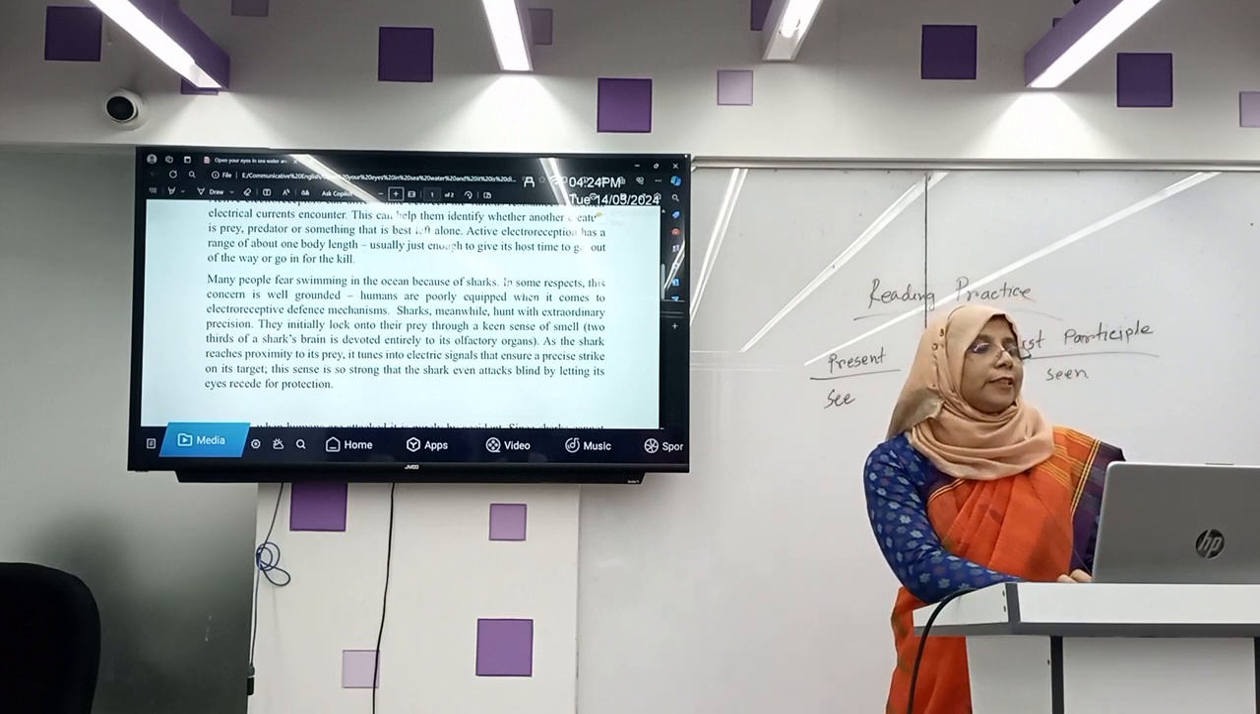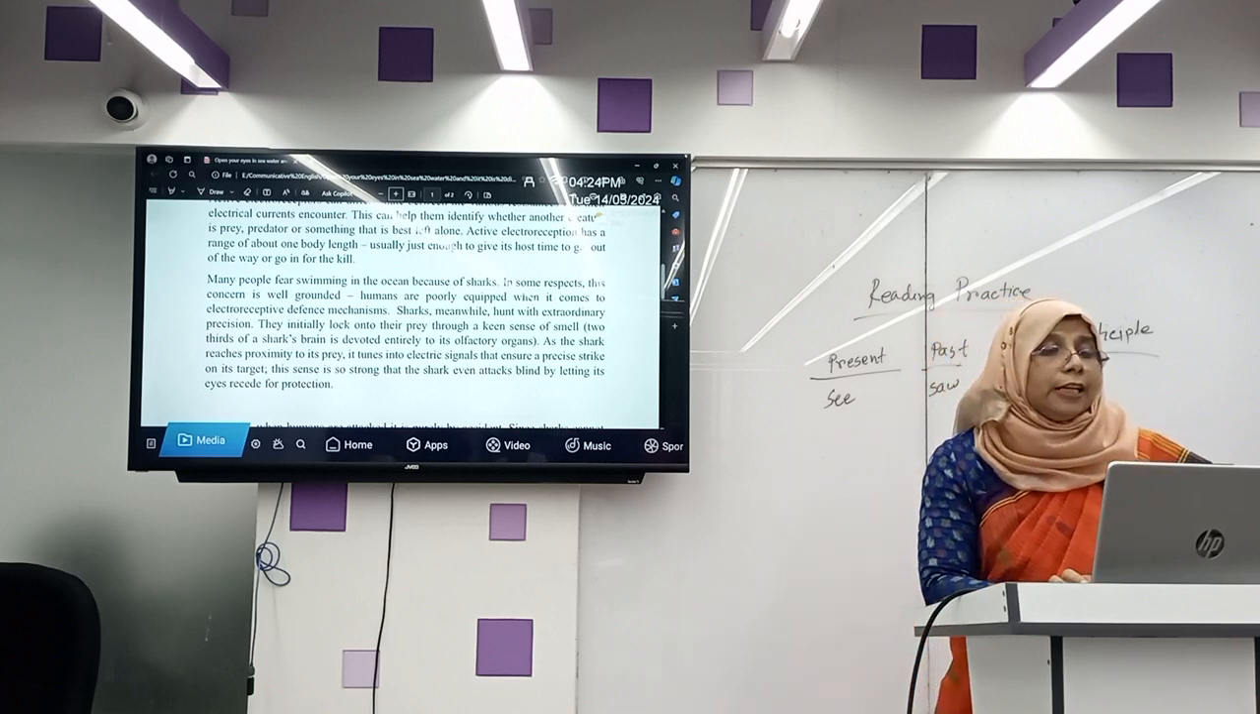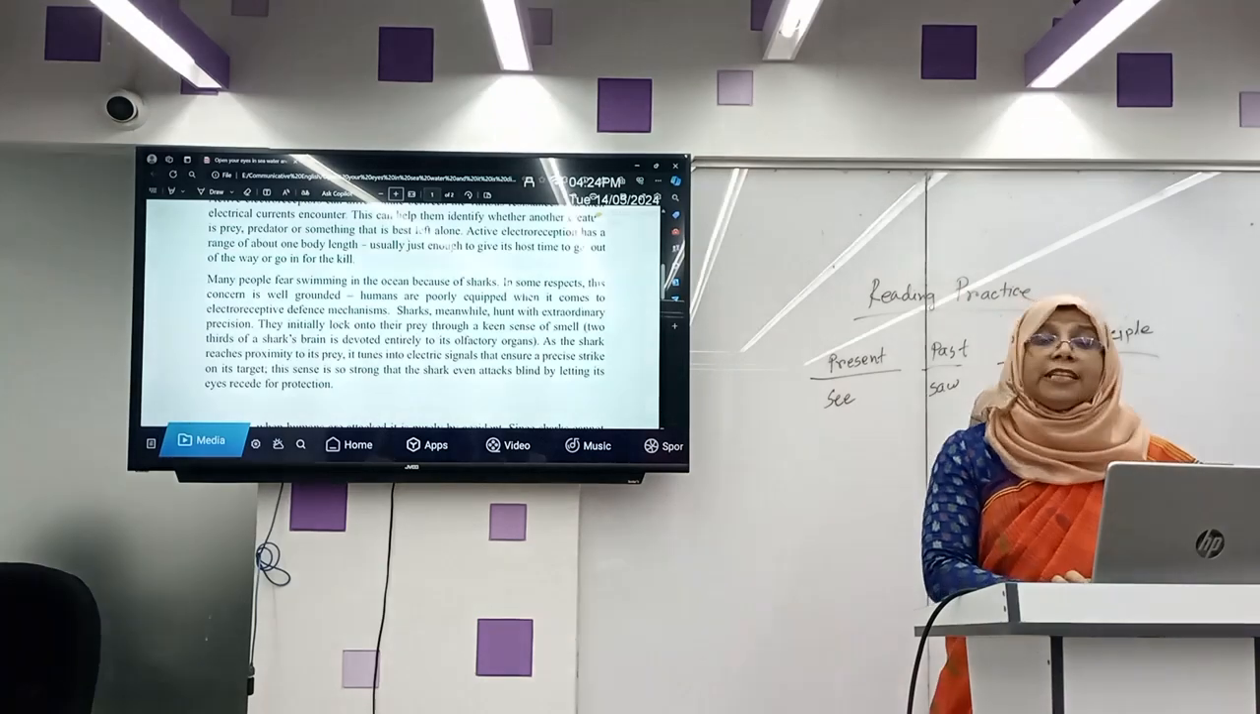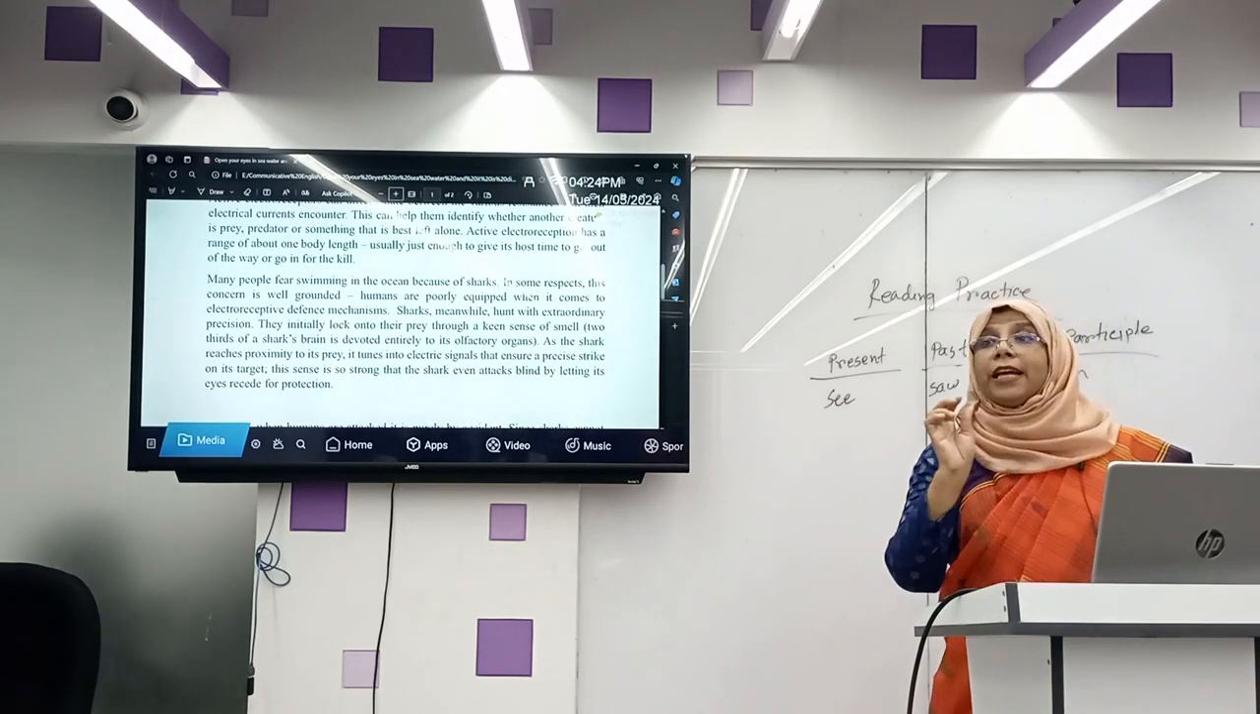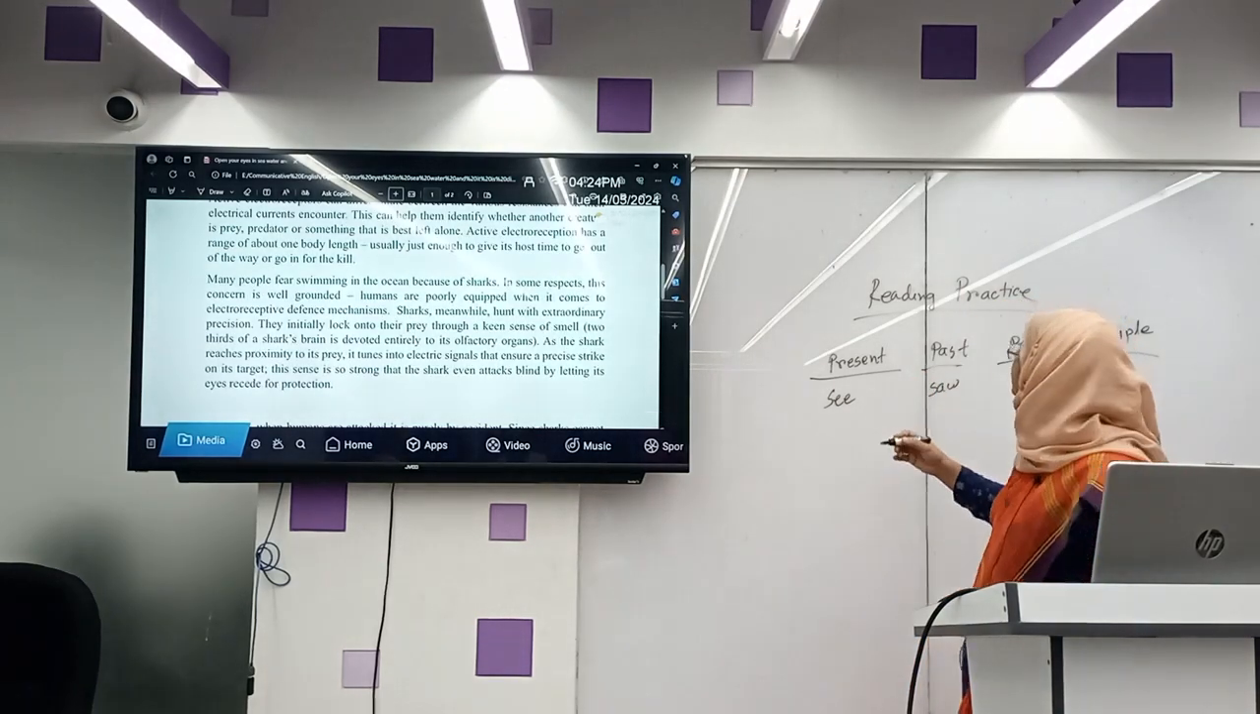Sharks hunt with extraordinary precision. They initially lock into their prey through a keen sense of smell. Smell?